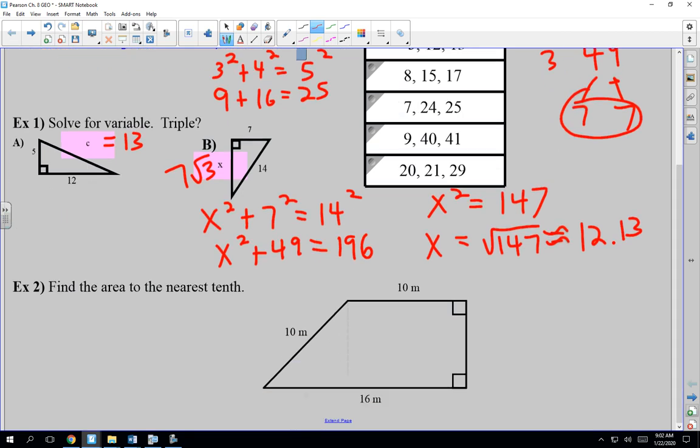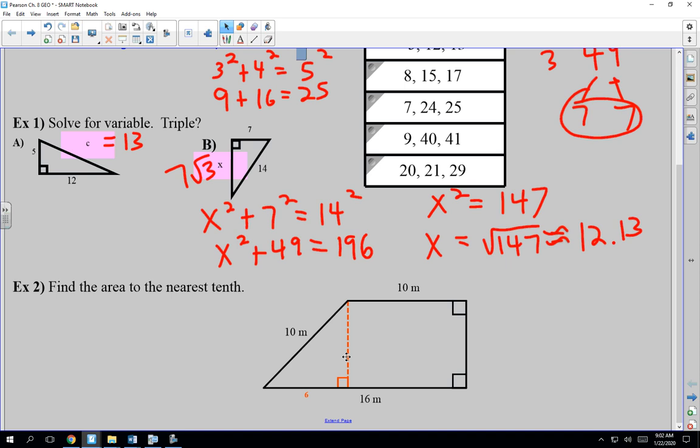Okay. Find the area to the nearest tenth. So this one, it's a real life sort of problem. It's the area of some shape here. So we're going to go ahead and get a decimal approximation on this one. So there's the key. We just drew in an altitude to that trapezoid. We're going to break this trapezoid into a triangle and a rectangle.